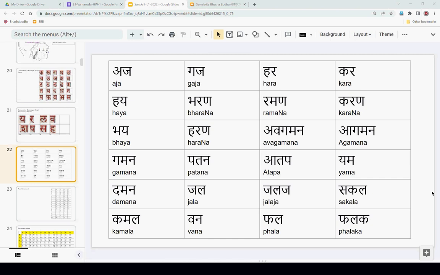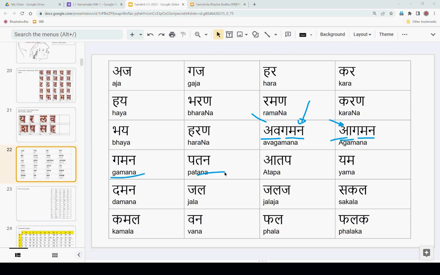As you see, you can start noticing this. There is the gamana here also, gamana here also. Only the first part is different, the prefix part. There is ava here, there is a here. Adding a prefix can change the meaning of a word in Sanskritam. So gamana just means going. If you add a, it means coming. Then avagamana means understanding.